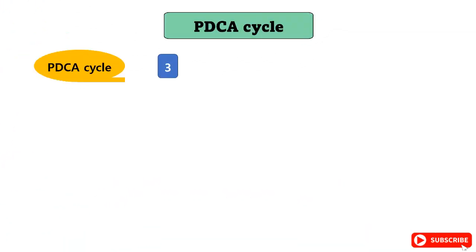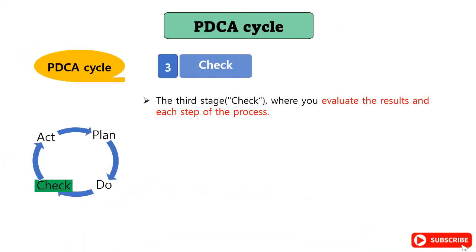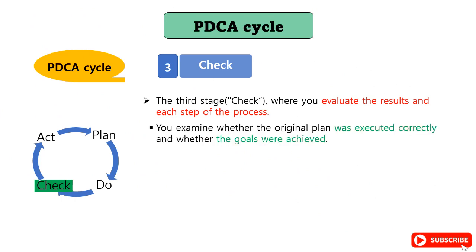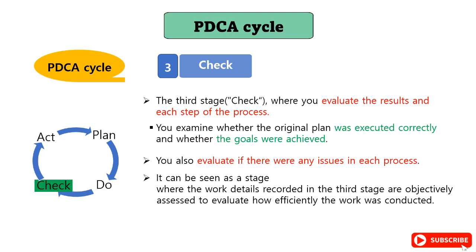The third stage is the check stage, where you evaluate the results and each step of the process. In this stage, you examine whether the original plan was executed correctly and whether the goals were achieved. You also evaluate if there were any issues in each process. It can be seen as a stage where the work details recorded in the second stage are objectively assessed to evaluate how efficiently the work was conducted.